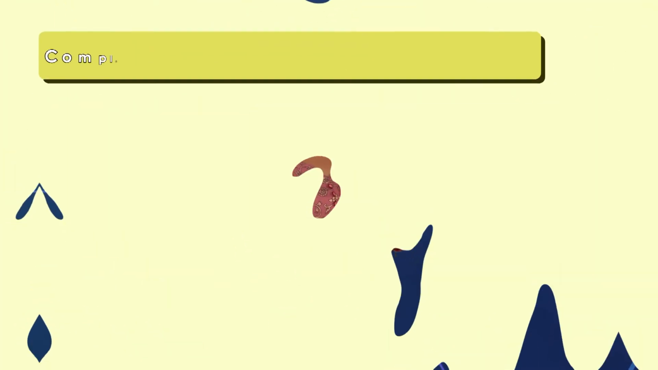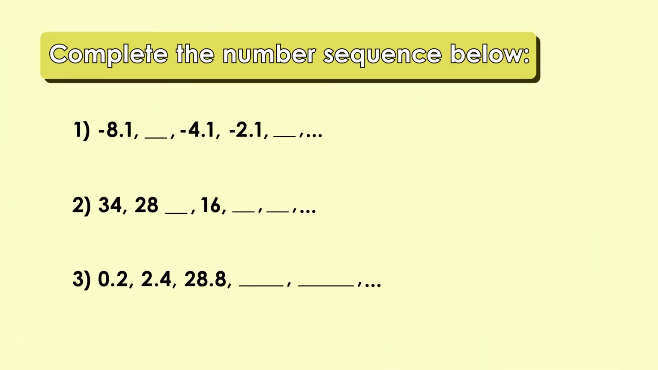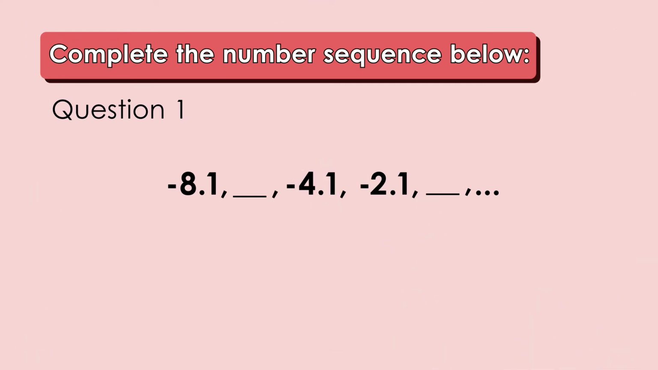Boys and girls, let us work on these questions together. Please complete the number sequence. For question 1, our numbers are increasing. Let us look at this part. Negative 4.1, negative 2.1. How do you get that? Yes, our pattern is to add 2 to the previous number. So, our answers are negative 6.1 and negative 0.1.